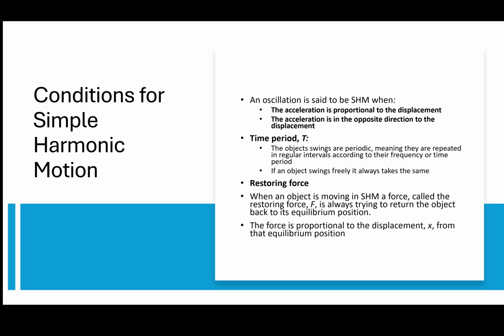And then the restoring force specifically. When an object is moving in simple harmonic motion, a force called the restoring force F, in newtons of course, is always trying to return the object to its equilibrium position. So you're going to be looking at the restoring force there. The direction of the restoring force will always be the direction of the acceleration, as Newton's second law gives us force is equal to mass times acceleration. So we should remember that F is equal to ma, right?